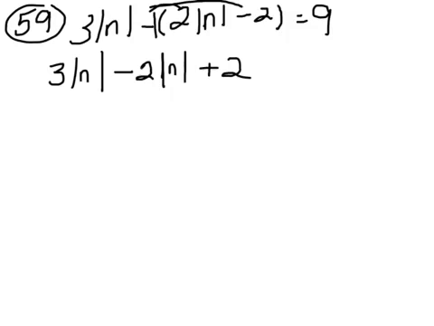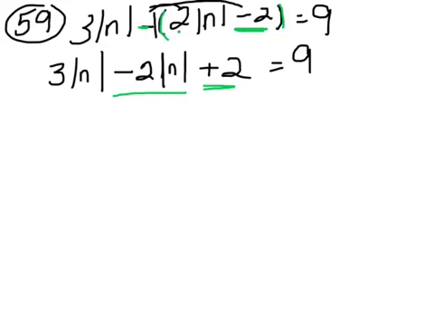Note again what happened here. When I had that negative in front of this parentheses, the positive 2 absolute value of n becomes a negative 2 absolute value of n, and the minus 2 becomes a plus 2. All that negative out front was doing was switching the signs on both terms. Okay, so just trying to get that worked out. The more you hear it, the easier it's going to be to deal with it.